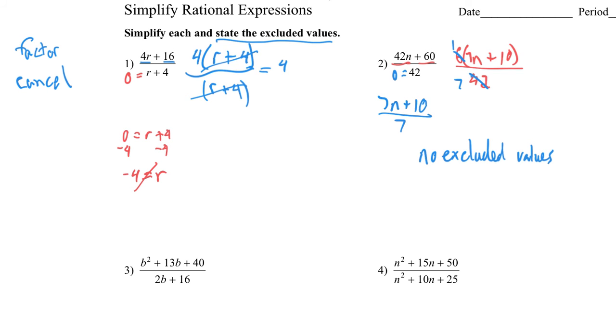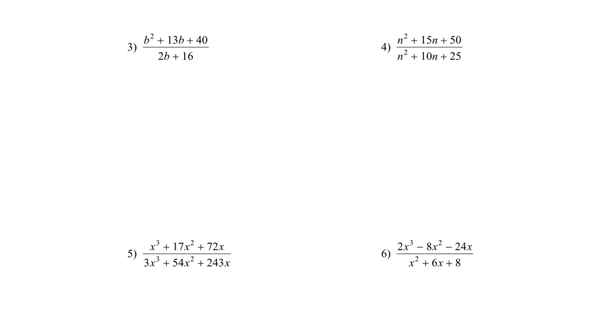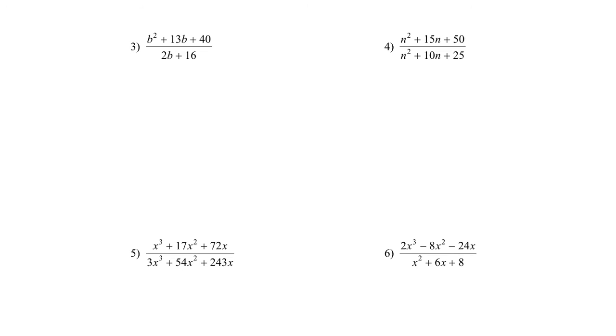Okay, let's check out number 3. So number 3, we have a quadratic. You got that square on top. When you have a quadratic, you want to first factor out a common factor if there is one, but if there's a 1 in front, there's not going to be a common factor unless you could get a variable. But the 40 does not have a b, right? So there's no variable we can factor out.